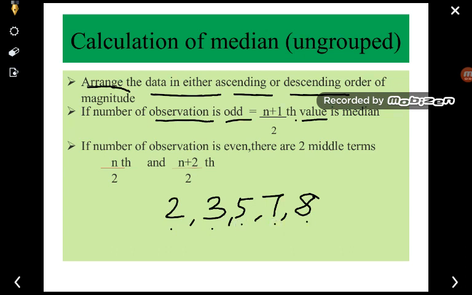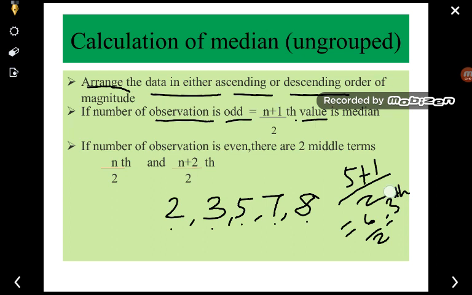So we have 5 number of items or number of observations. So what we have to do? If the number of observation is odd, 5 is odd, therefore what we have to do? We have to place the formula, that is n+1, n is the number of observation, means 5 plus 1 divided by 2. So the value will be 5 plus 1, 6 divided by 2, that is equal to the third value.